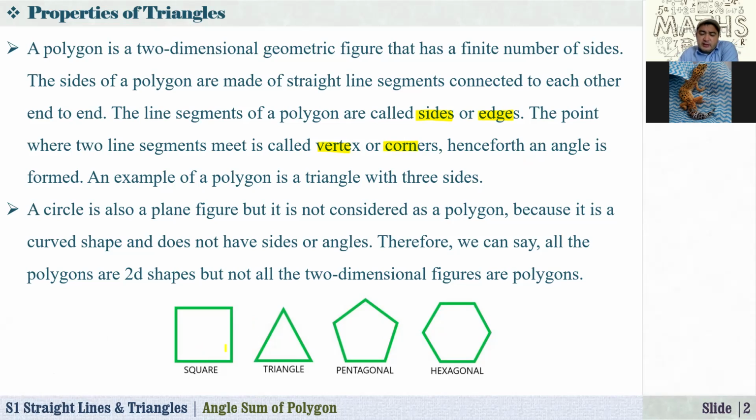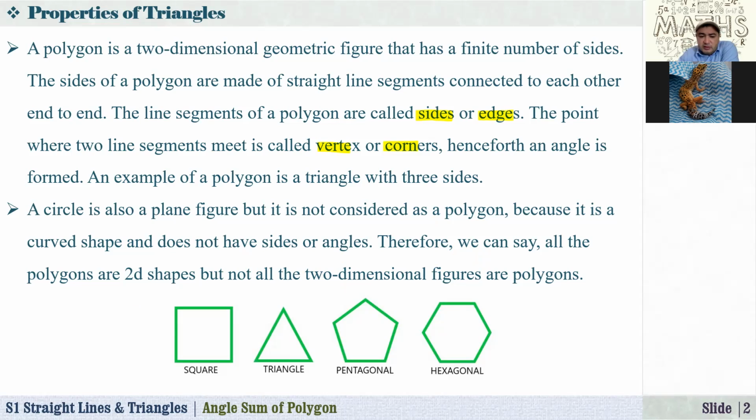Of course, here they are regular polygons, but it doesn't have to be a regular polygon. And we can draw a lot of different polygons. A circle is also a plane figure, but it's not considered a polygon because it doesn't have any side, right? We do not construct a circle using line segments. That's why it is not a polygon. So therefore, we can say that all the polygons are 2D shapes, but not all the two-dimensional figures are polygons.